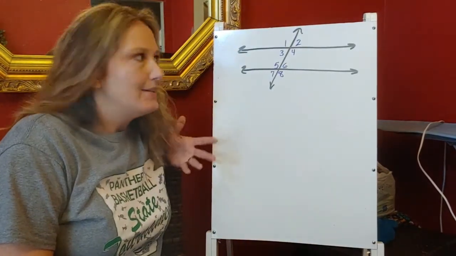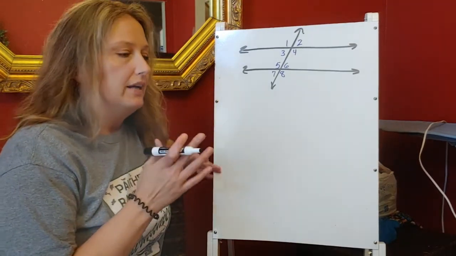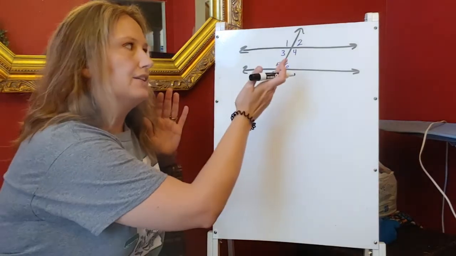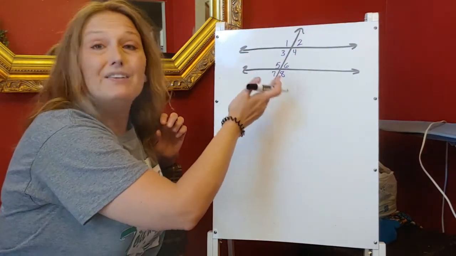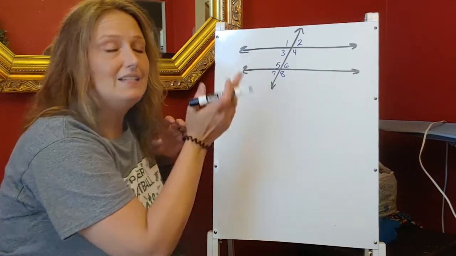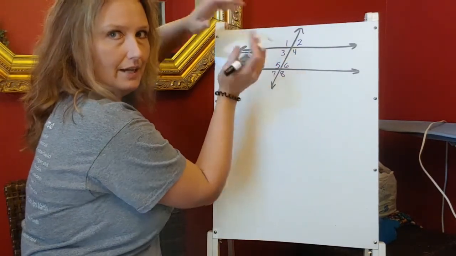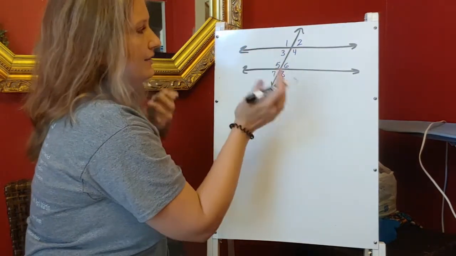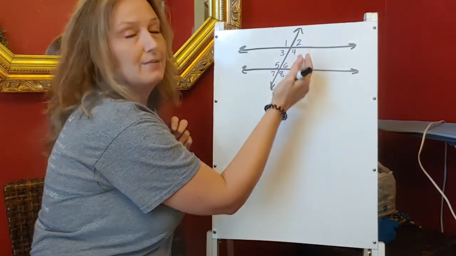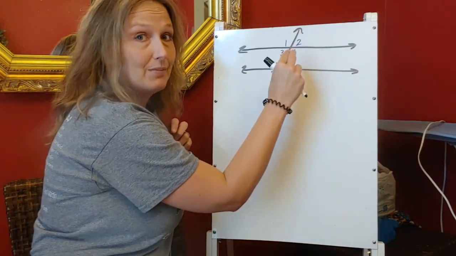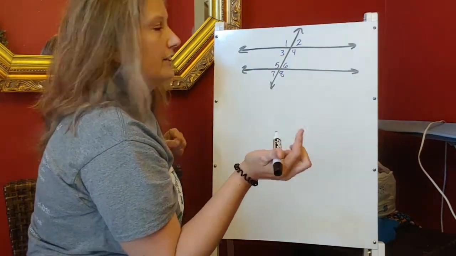Okay, so last but not least, let's look at same side interior angles. Same side means that they are on the same side of the transversal. So this line here is my transversal. They'll be on the same side. And interior means it's going to be in between my parallel lines. So same side interior are like 4 and 6. They're on the same side of the transversal and inside my parallel lines. 3 and 5 are also same side interior.